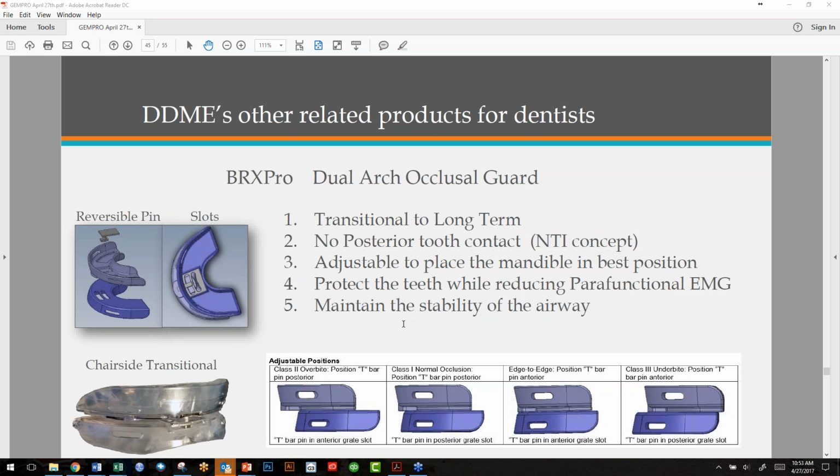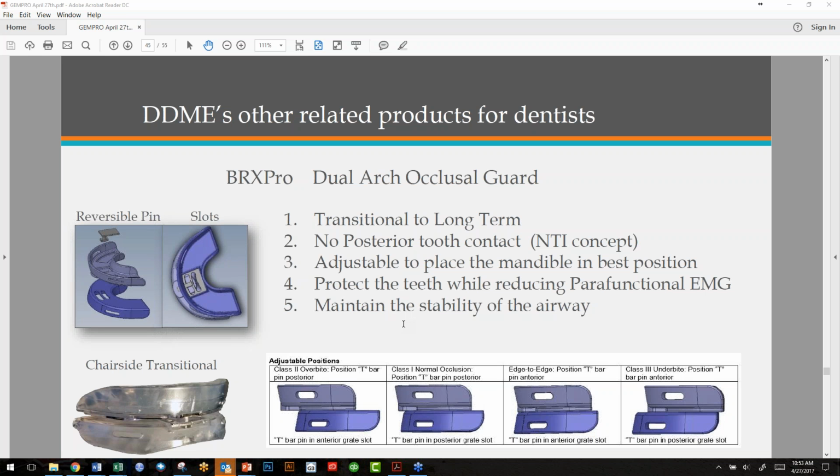It's 2 impression trays. They're partial trays, and there are 4 positions, so we kind of hold the mandible. We're not really titrating like a sleep appliance, because that's not what this is. But we want to prevent the mandible from going back. That's why we have the 2 arches. We want to keep the mandible in a known good position.